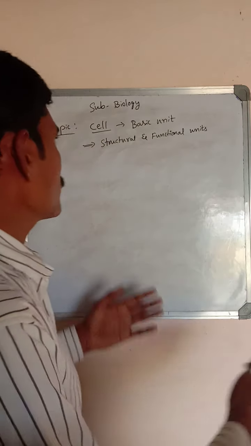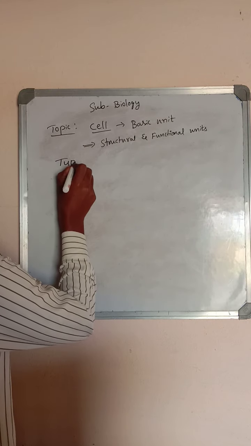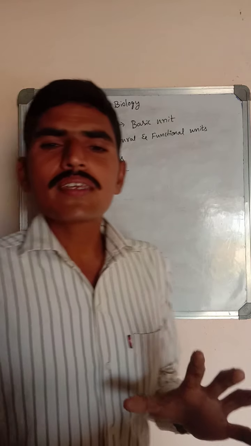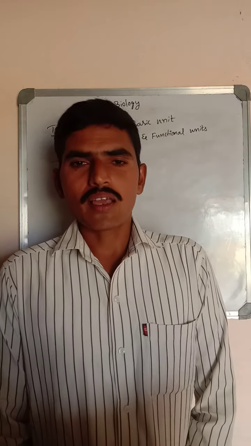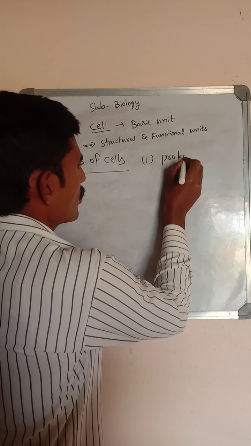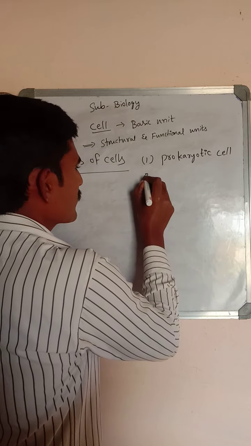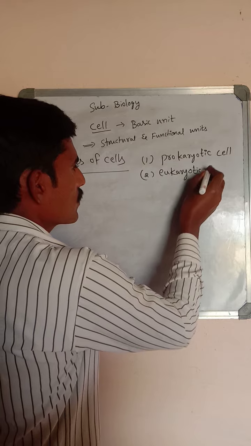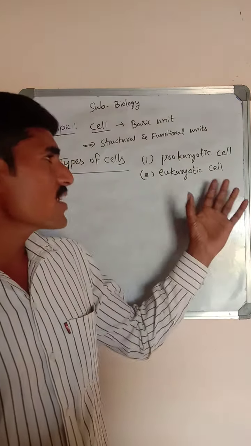Now let us see how many types of cells we have. Generally, cells are categorized into two types: prokaryotic cells and eukaryotic cells. The first one is the prokaryotic cell, and the second one is the eukaryotic cell. What is meant by a prokaryotic cell and what is a eukaryotic cell?